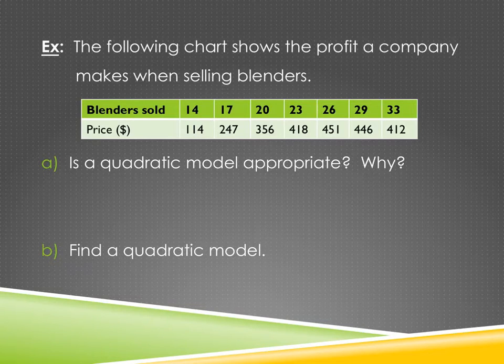The following chart shows the profit of a company when they are selling blenders, the number of blenders sold, 14, 17, and so forth, with the profit, not price. So this should say profit, that's what it says on your paper. Profit means how much money the company makes. It says, is a quadratic model appropriate? And this one does say why, so we are going to have to justify the why on this one for sure. So let's take a look at the scatter plot and see what we get.